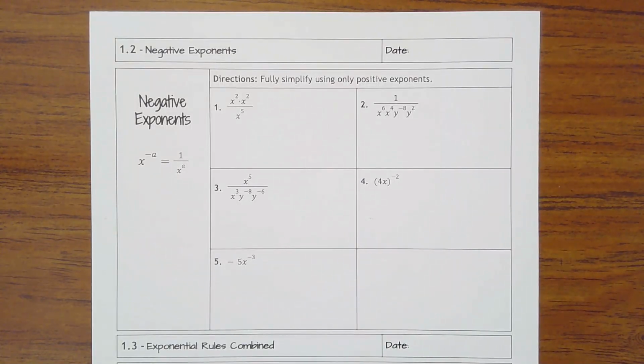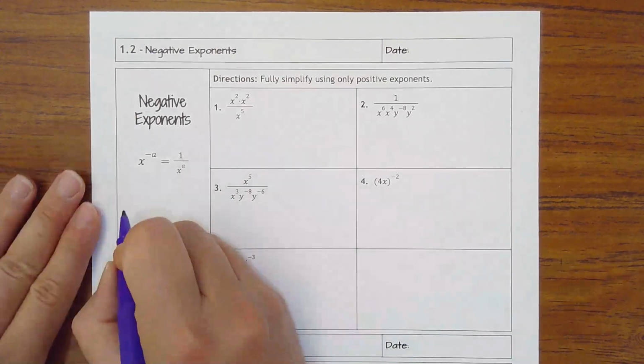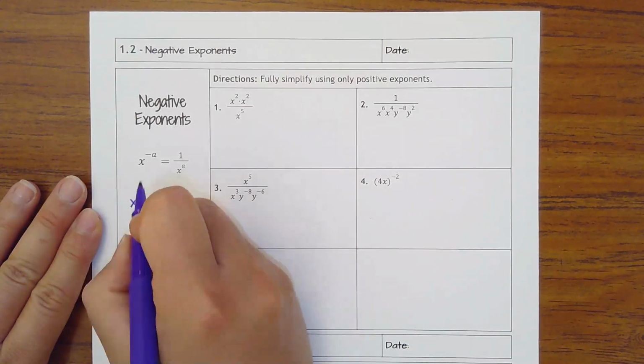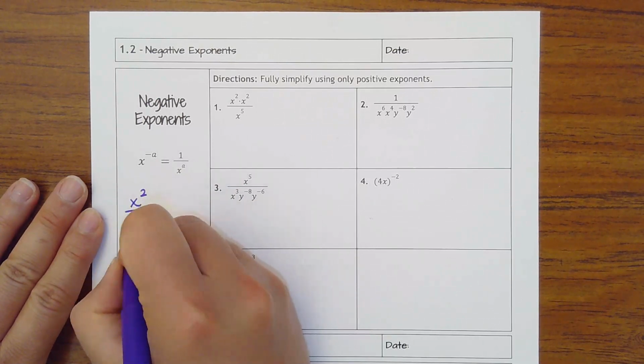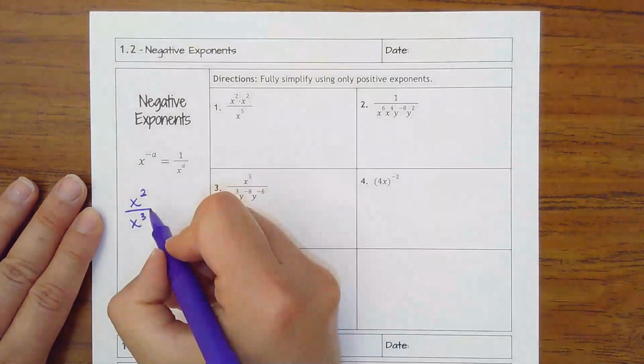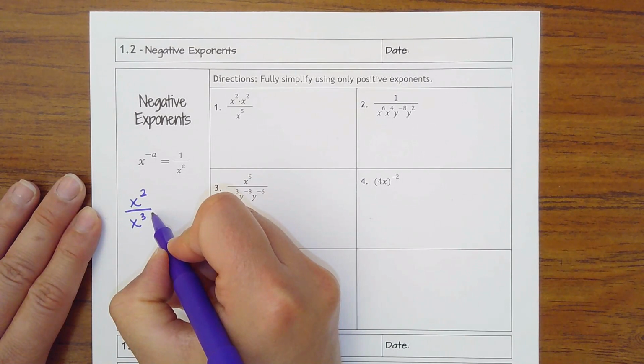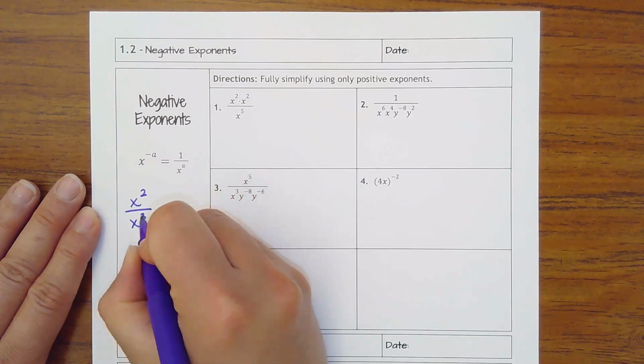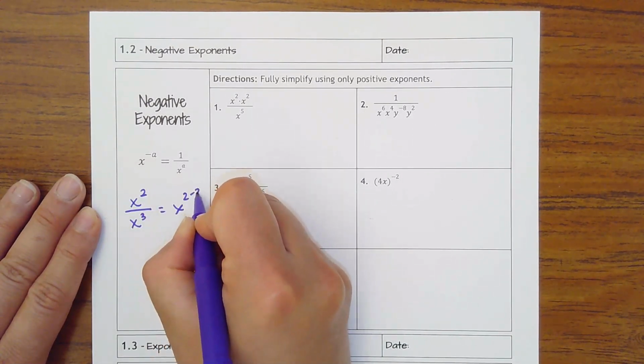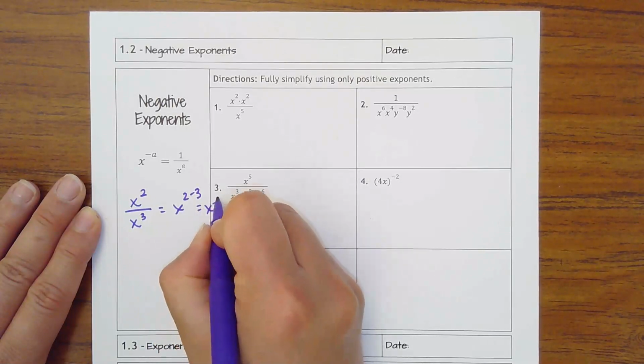Lesson 1.2 is all about negative exponents. We actually kind of already did this in the first lesson. That would be like having x squared over x cubed. We know that since we're dividing exponents, we subtract the powers, so really this would be x to the 2 minus 3, which is x to the negative first.